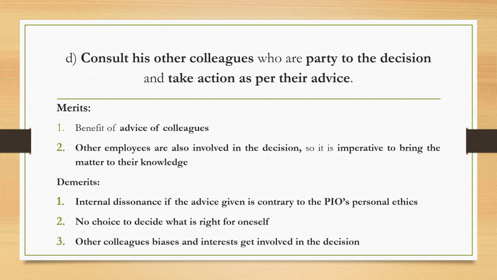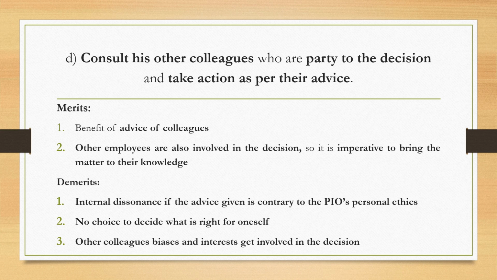So these colleagues, they can come up with a better option of how to deal with the situation. Secondly, other employees are also involved in the decision. So it is imperative to bring the matter to their knowledge. So now it is a moral obligation of the PIO, because he was involved in that particular decision and his colleagues were involved in the decision. So it becomes morally obligatory for him to let them know that there is such an RTI request which deals with the decision which went wrong and that might adversely affect their careers, right?